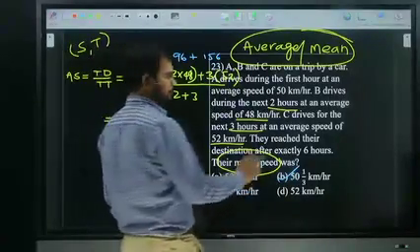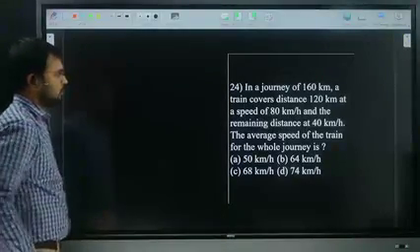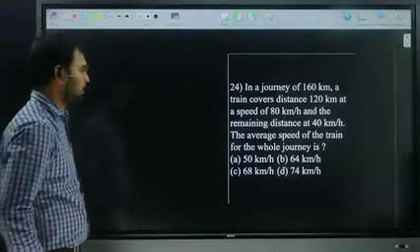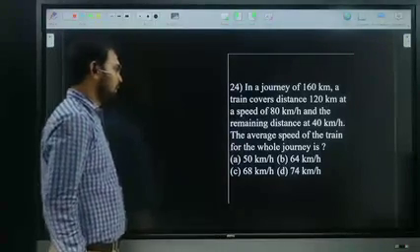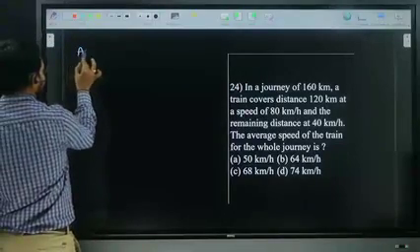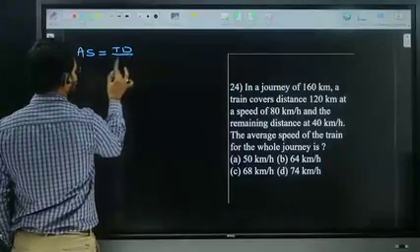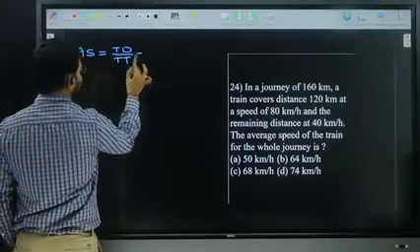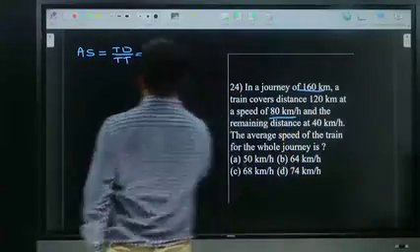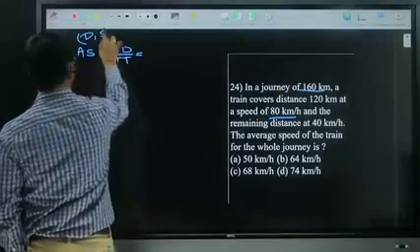Next question. In a journey of 160 kilometers, a train covers a distance at a speed of 80 km per hour and the remaining distance at a speed of 40 km per hour. Then the average speed of the train for the whole journey is dash. They're asking average speed, which is total distance by total time. Here they gave distance and speed, the distance to speed case, type 2.